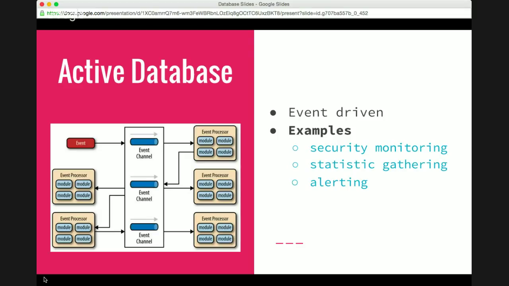The second type is an active database, and these are event-driven, and this means that the data can respond to what goes on in and outside the database. Some examples include security monitoring and statistic gathering.